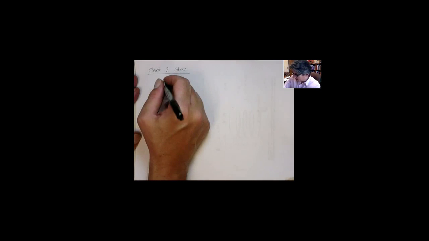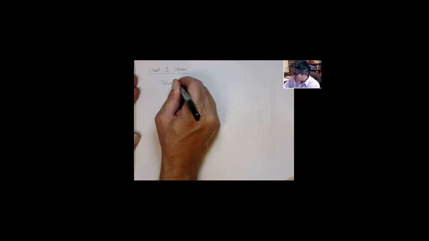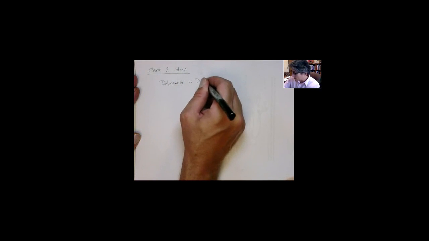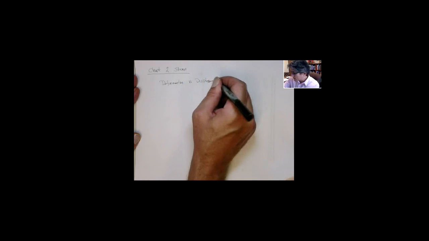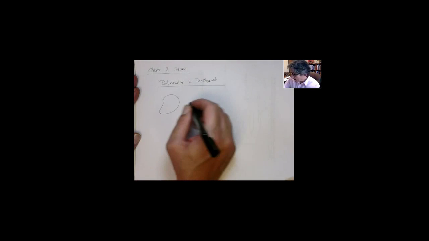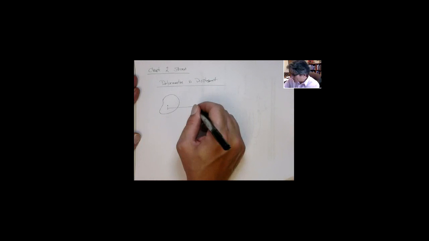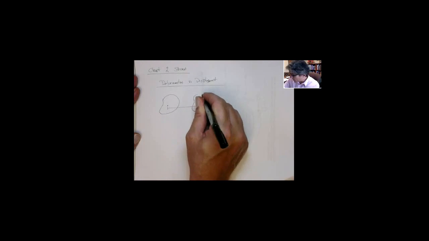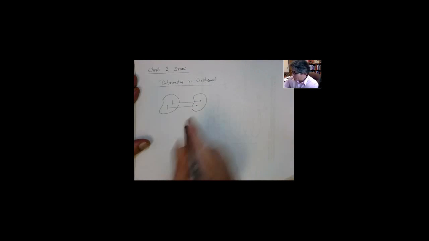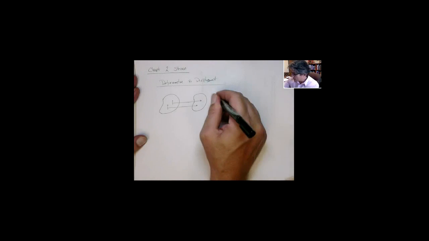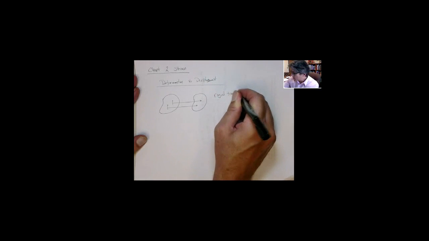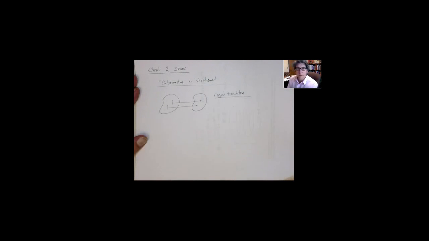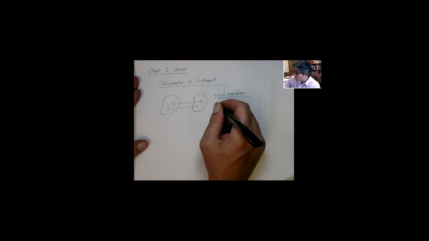All right, the first thing I want to talk about is deformation versus displacement, if you will. If you have some body like this, and every point on this body moves the same amount, all these points are displacing, but the body is just rigidly translating.